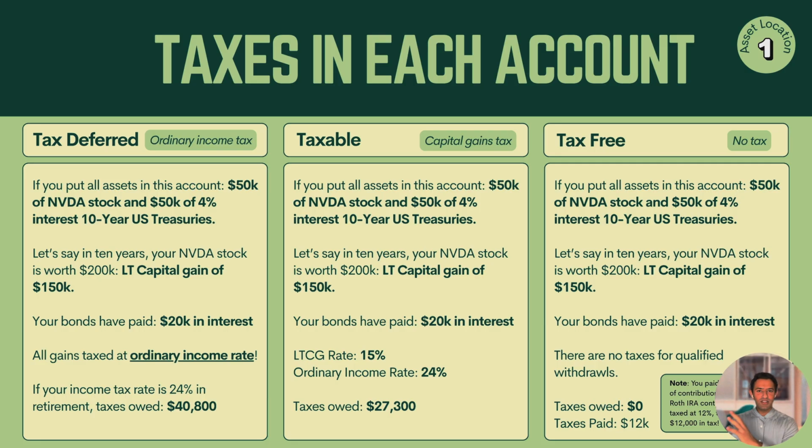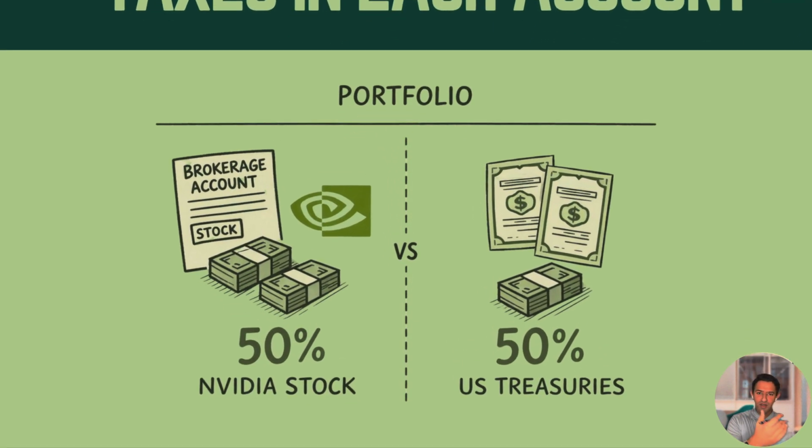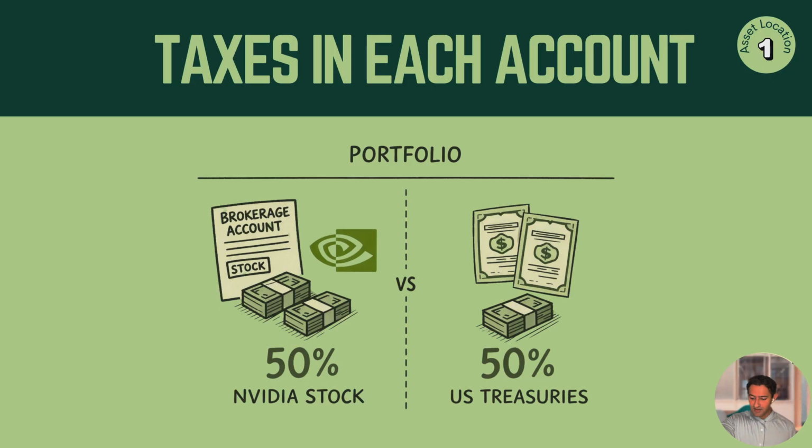But first, let's go back to that example with 50% of your money in NVIDIA and 50% of your money in a US Treasury. If we put all of those assets in our tax-deferred account, well, let's take a look 10 years into the future at what our tax planning would be, right?